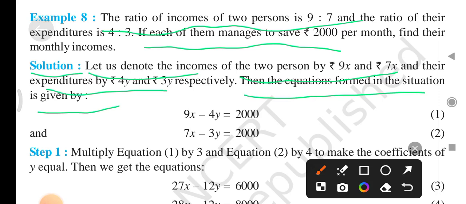9x minus 4y is equal to 2000, and 7x minus 3y is equal to 2000 rupees.